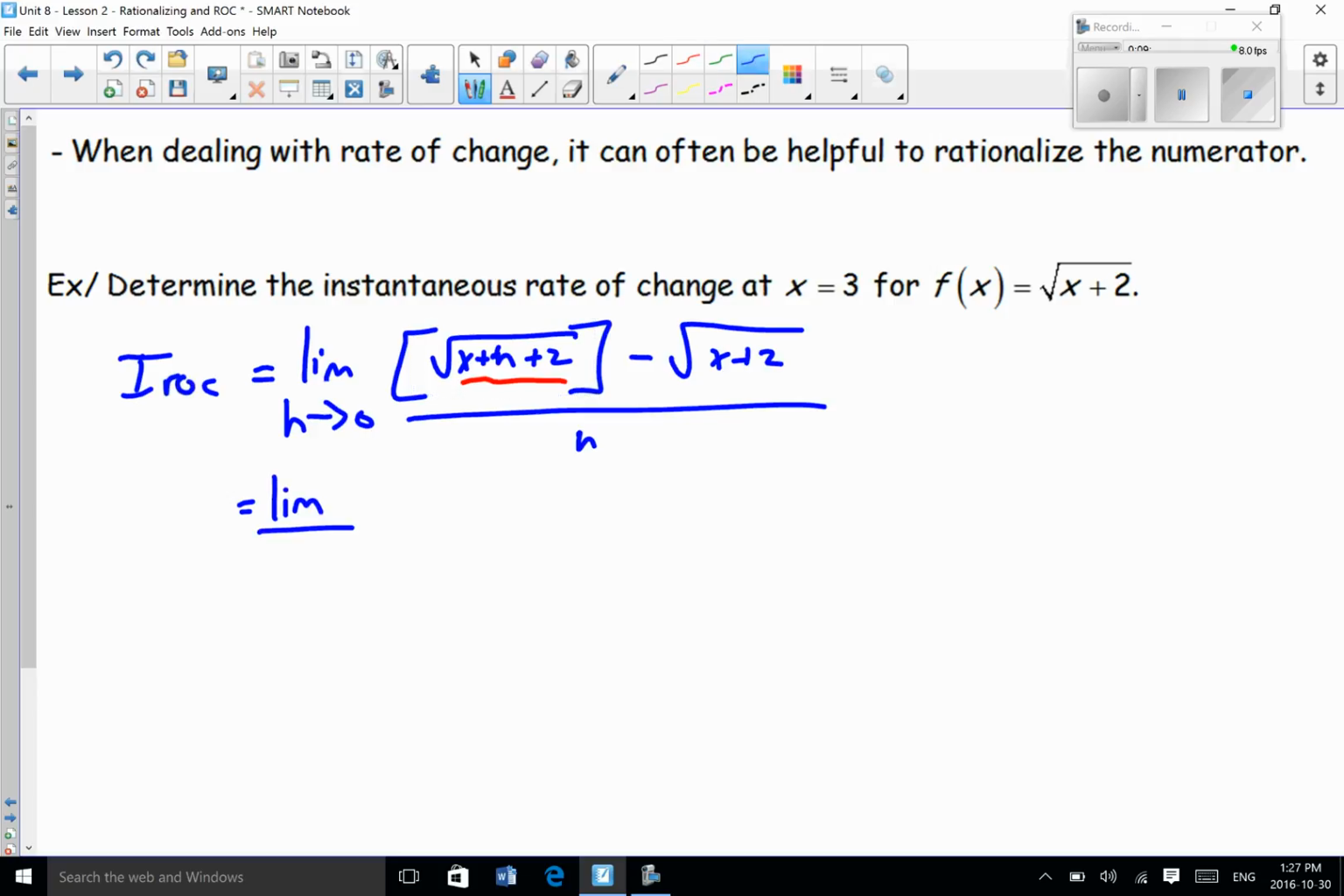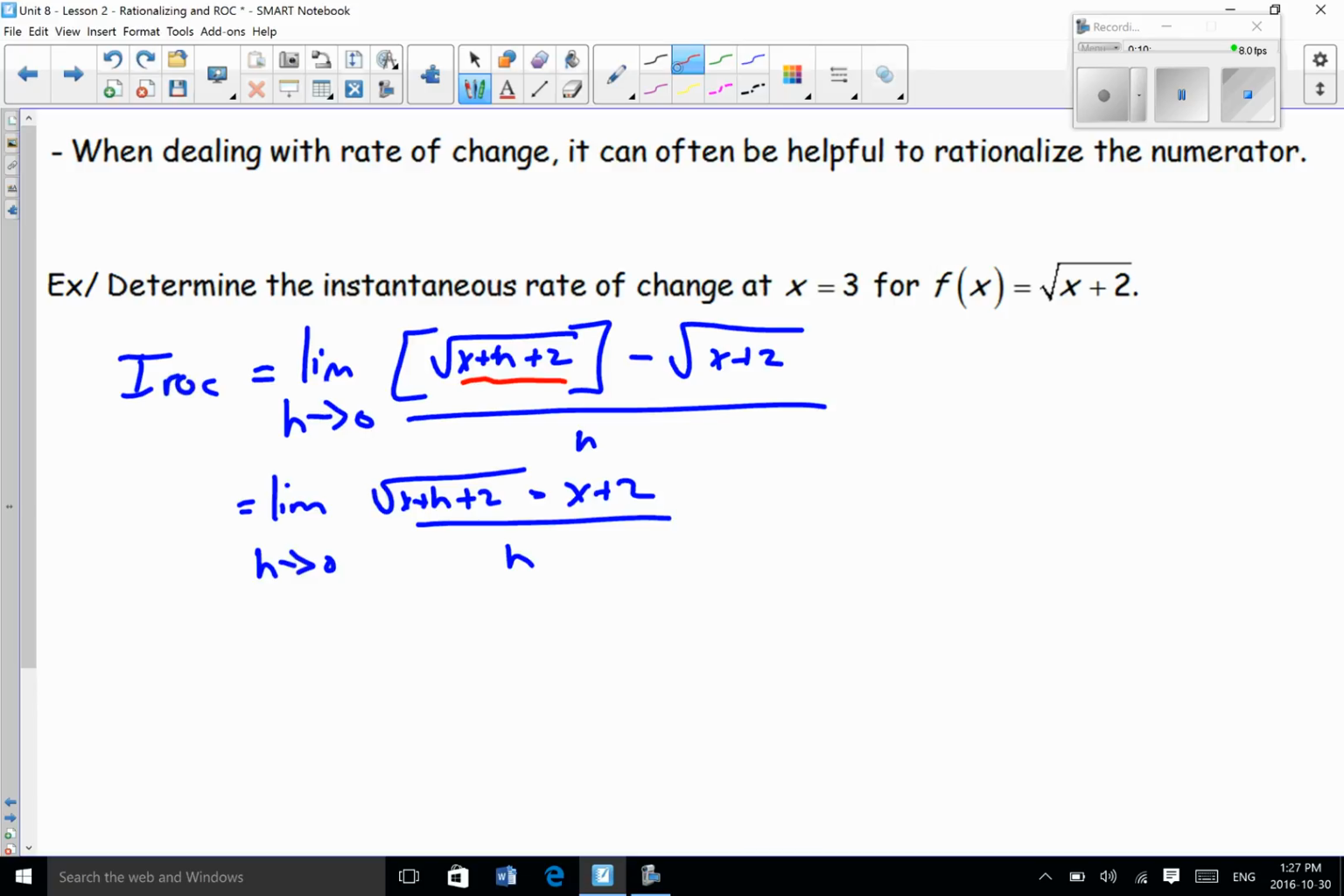So this is a situation where rationalizing can come in handy. I'm going to rationalize the top. Sometimes when I have the radical on the bottom, I'll rationalize the bottom. Sometimes when I have it on the top, I'll have to rationalize the top, depending on what I want to get rid of. So I'm just going to get rid of the big brackets. I don't really need them. This is my top.